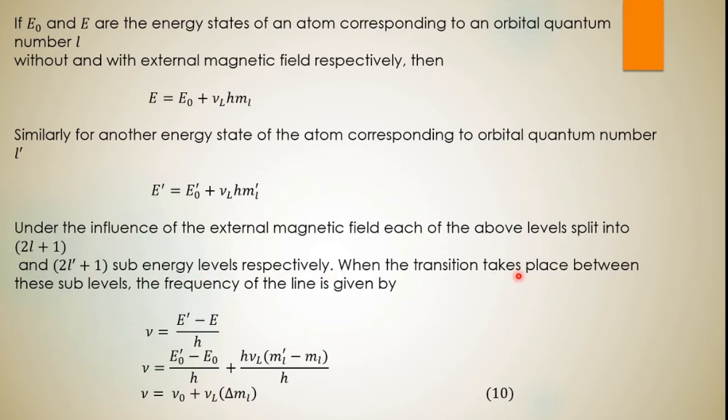When the transition takes place between these subenergy levels, the frequency of the line is given by nu is equal to E dash minus E by H, or this simplifies to nu is equal to nu naught plus nu L into delta ml. Nu naught here represents E naught dash minus E naught by H, and delta ml is equal to ml dash minus ml.